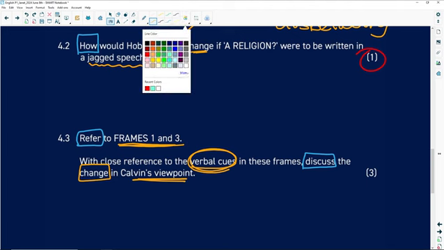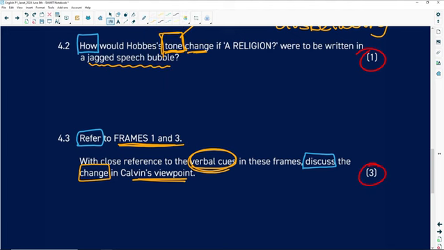Now, there's a lot of work to be done on this question as opposed to the other two. So what have I got to do? It's a discuss question. I've got to say, Calvin's viewpoint was A, this, and it becomes B, that, because this, I'm assuming, will come from frame 1, and this will come from frame 3. So I've got to say this was his viewpoint, and this becomes his viewpoint.